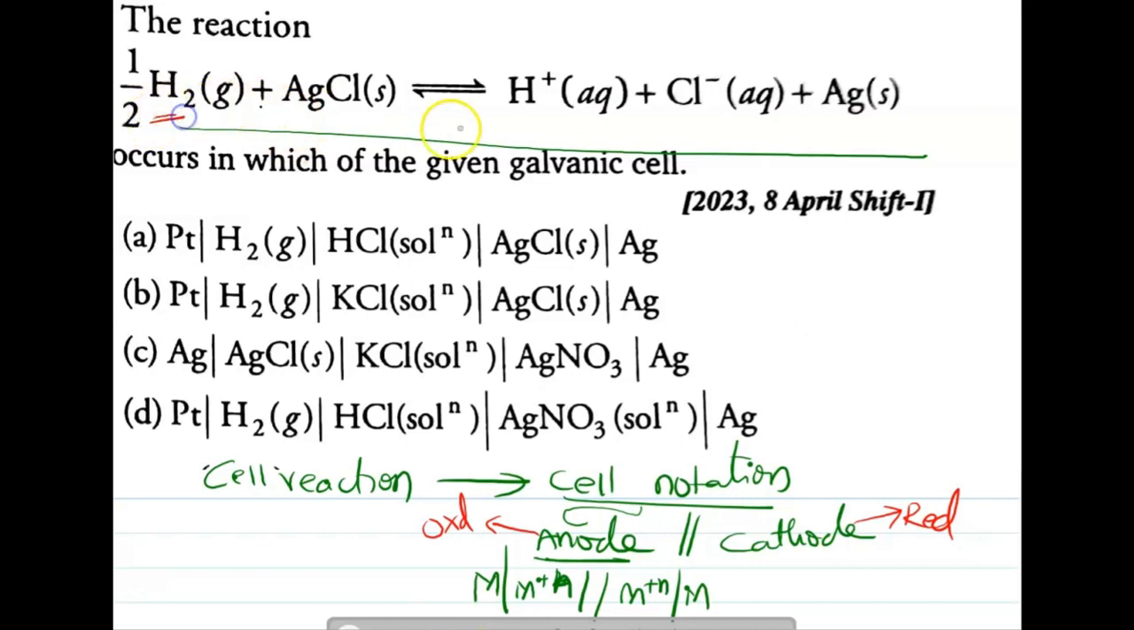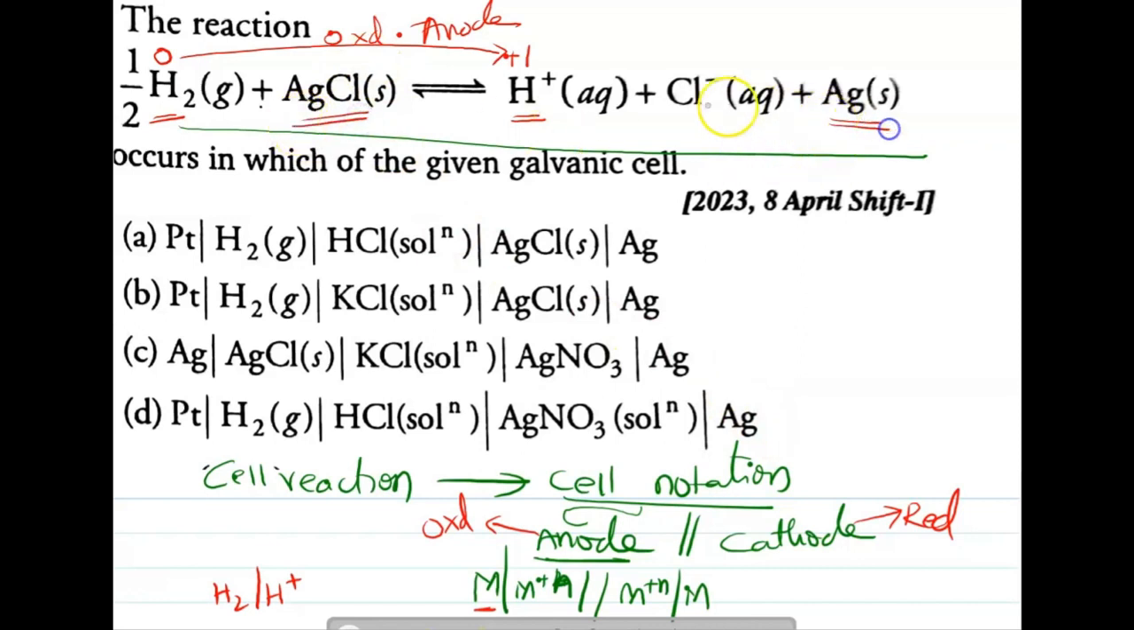So let's see, hydrogen is converted to H plus. Here the hydrogen oxidation state is 0, whereas the H plus oxidation state is plus 1. So 0 to plus 1 is an increase in oxidation state. Increase in oxidation state is called oxidation. So it is acting as anode. So our anode is hydrogen to H plus. So first you should write the metal, that is hydrogen to H plus.